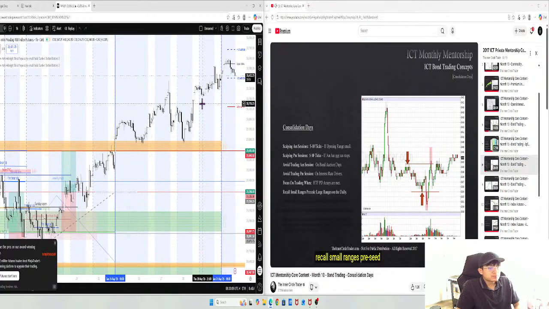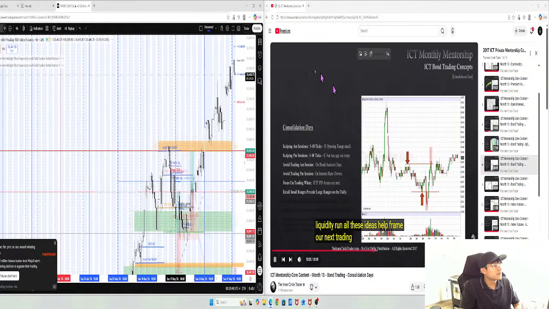Recall, small ranges precede large ranges on the daily. So it can be frustrating when we anticipate the formation of consolidation days. If we are action hounds and we want to get in here and trade like cowboys, obviously that's going to be detrimental to your trading. But we, as professional-minded traders, welcome these consolidations because they allow us time to formulate a plan on how we can study where the next move is going to be, where the next liquidity run is. All these ideas help frame our next trading opportunity.